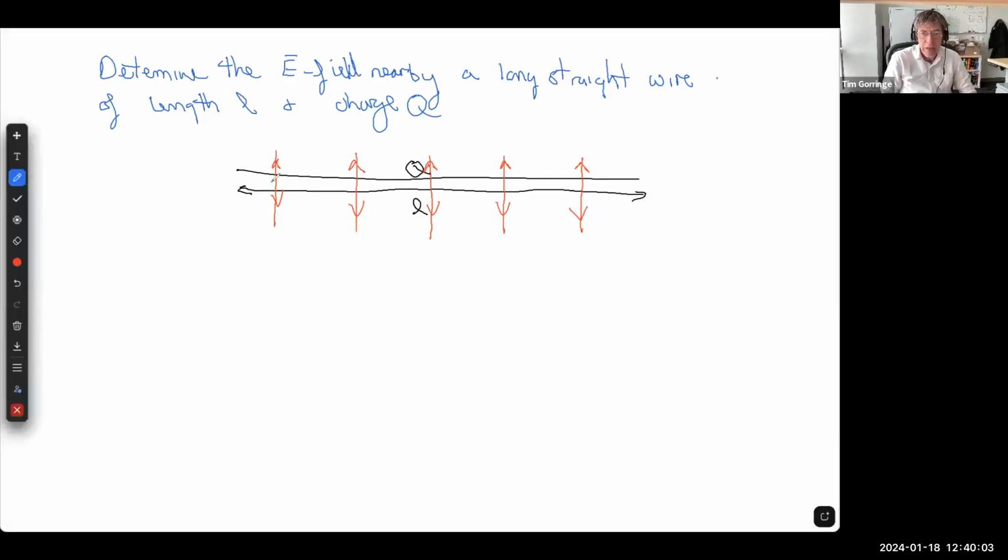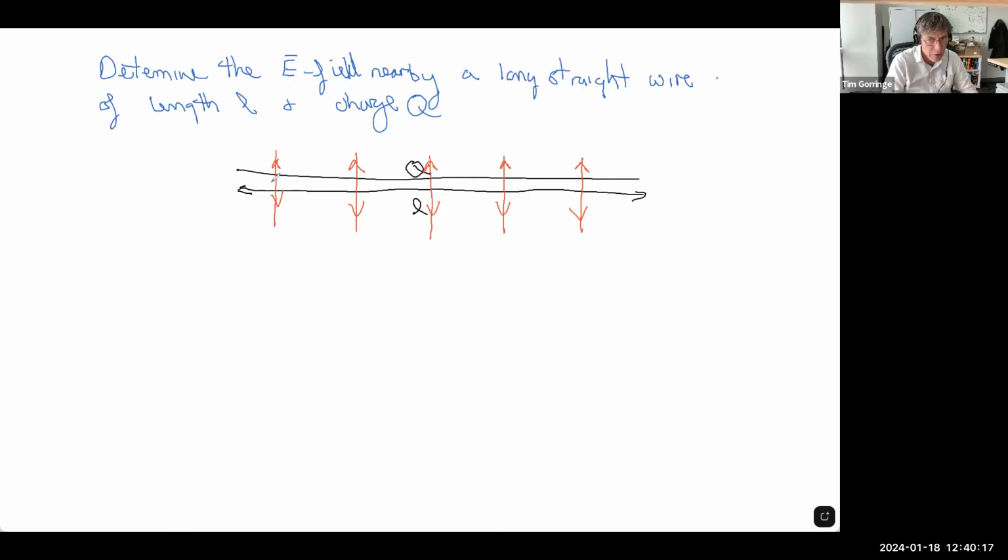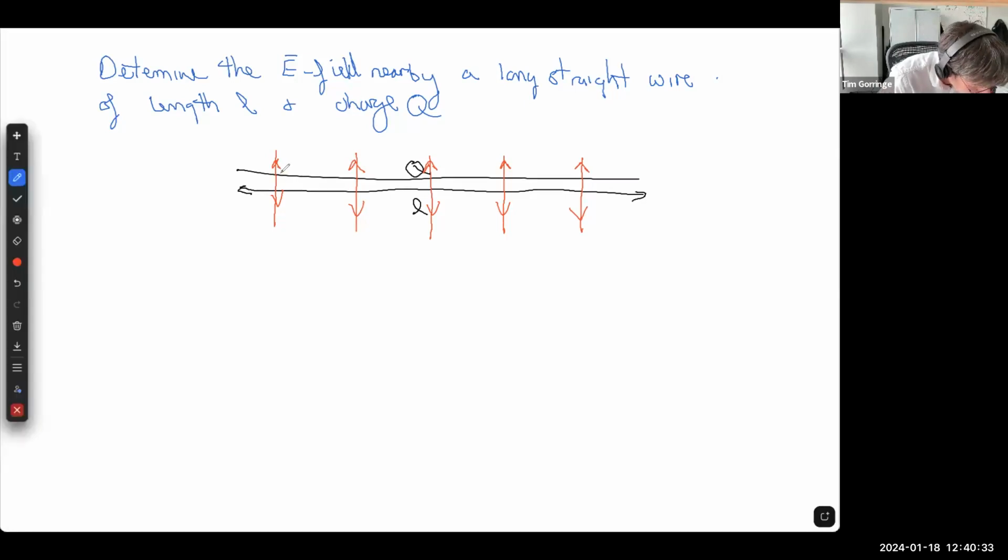So I've just drawn in red a number of field lines that are meant to represent the electrical field, its direction and its strength along the length of the wire. And I want to say a few words about how I drew these field lines. So firstly, I'm assuming the wire is positively charged. And so positive charge is the source of electrical flux, the source of electrical field lines. And so the field lines are going to emerge from the wire.